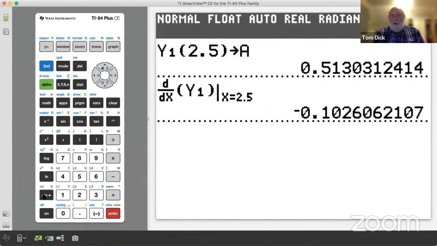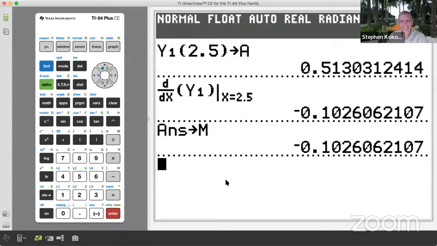But I want to also just go ahead and store that answer I just got. So when I hit the store key, since I didn't have something in front of it, it looks at whatever my last answer was and says, okay, I'll store that in whatever you want. And let's be real imaginative and store that in M for slope. How's that? Okay, so there's our slope stored away.